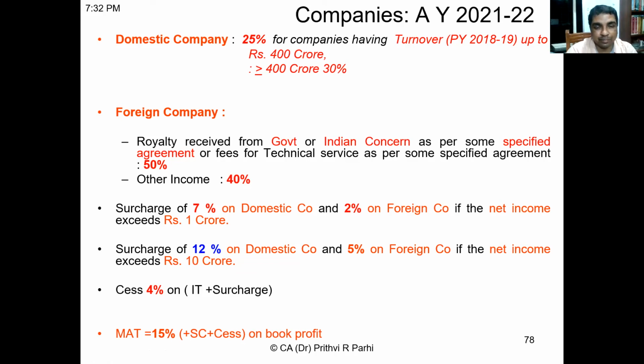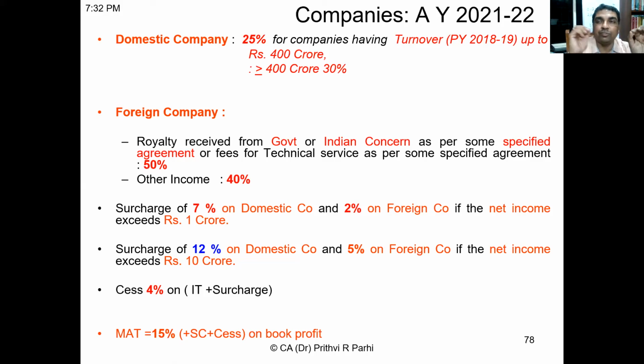Is it clear to you? So for domestic company, there are two possibilities, 25% and 30%. And for foreign company also, there are two possibilities, 40% or 50%. Okay? Yes. Okay. So in which case tax rates are more, domestic or foreign? Foreign company. Foreign company tax rates are more.